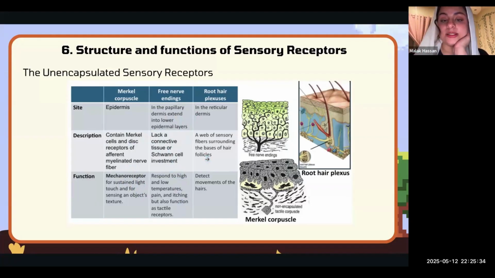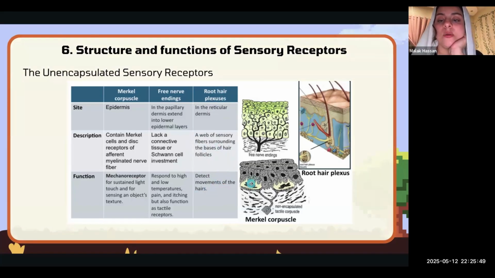Now, the root hair plexuses are found in the reticular dermis. So you have epidermis, papillary dermis, reticular dermis. And they have a web of sensory fibers that surround the bases of hair follicles. Since it's a root hair plexus, it detects the movements of hairs.